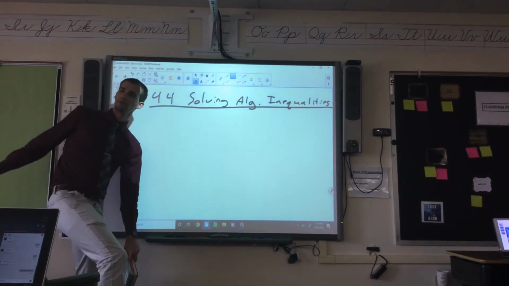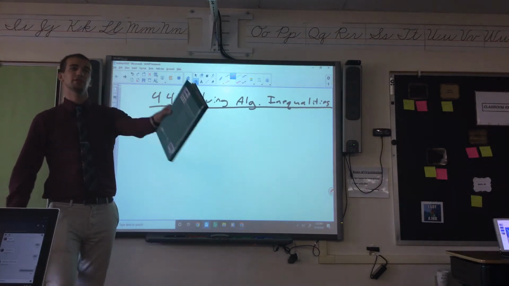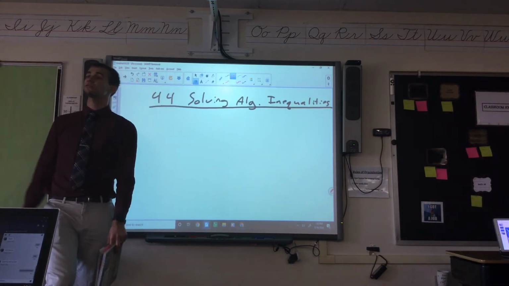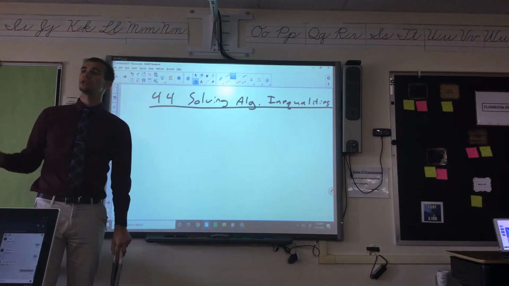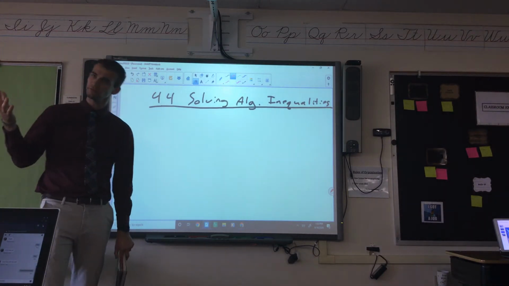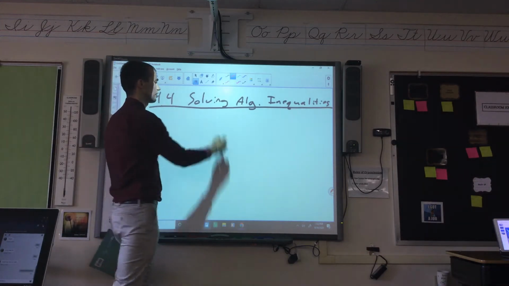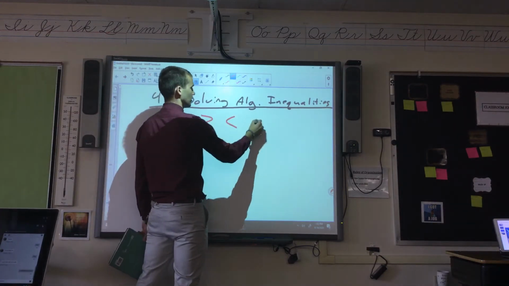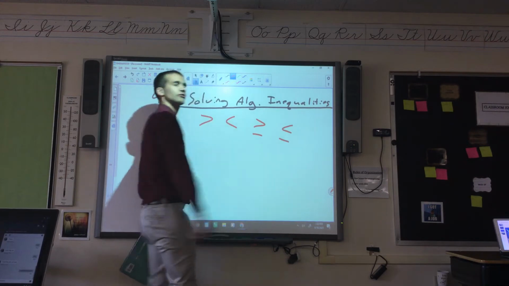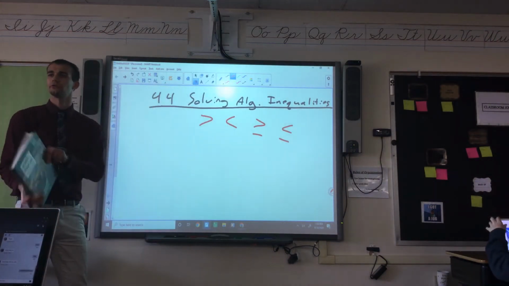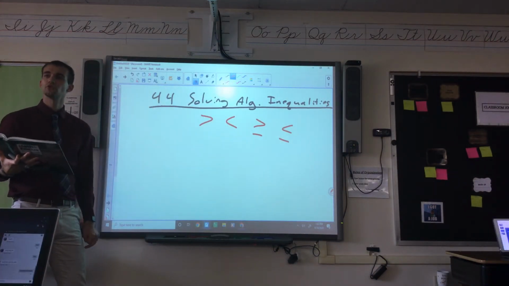As you'll probably remember, we were just doing equations. If you're paying attention to what 7th grade was doing for some of their stuff, they were doing inequalities. Equalities, or equations, as we call them, have equal signs. Inequalities have greater than, less than, greater than or equal to, less than or equal to. Those should look familiar to you. Page 220.